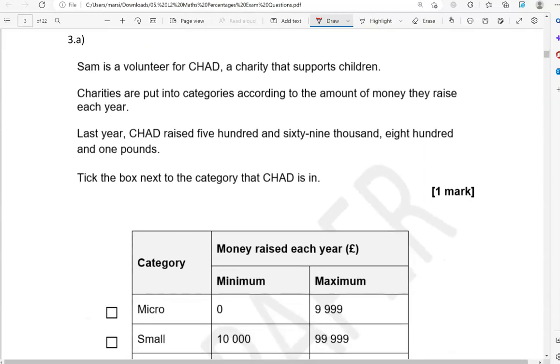Sam is a volunteer for CHAD, a charity that supports children. Charities are put into categories according to the amount of money they raise each year. Last year, CHAD raised over £569,801. Tick the box next to the category that CHAD is in.